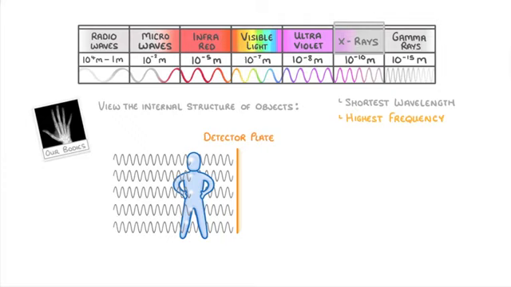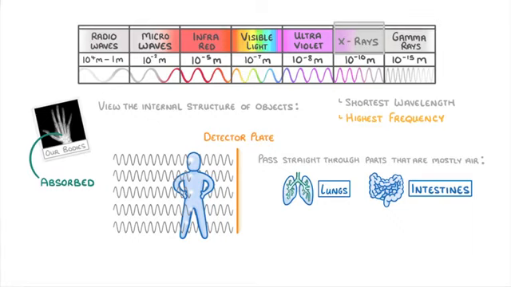This works because X-rays will be absorbed by dense materials like bones, but will be able to pass straight through the parts that are mostly air, like our lungs and intestines. And they'll only pass partially through the fleshy parts, like our heart.